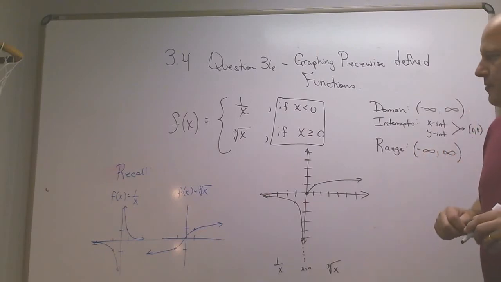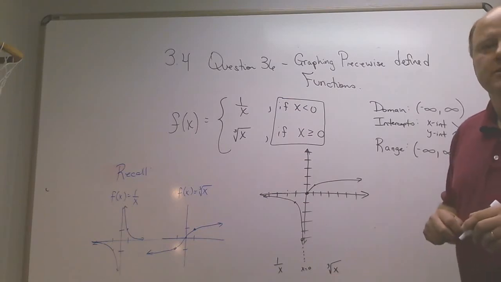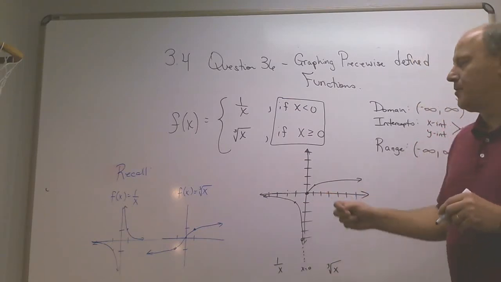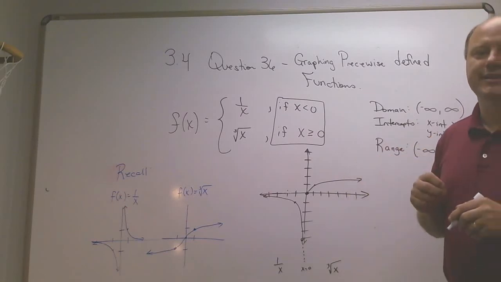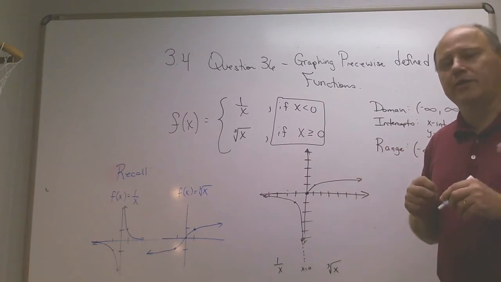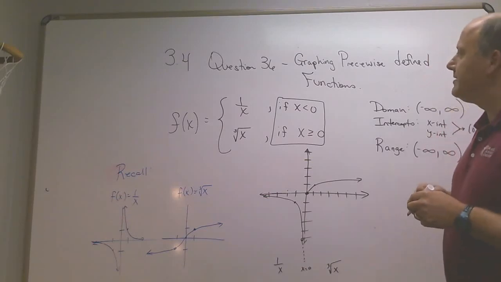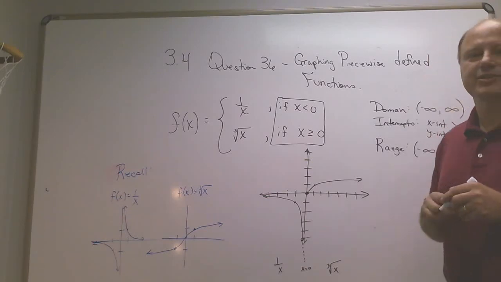You probably can't get the range unless you draw the graph. If you don't get C right, you're probably going to miss D as well, because D depends on whether you get the graph in C correct or not. But anyway, this is problem number 36 in section 3.4.